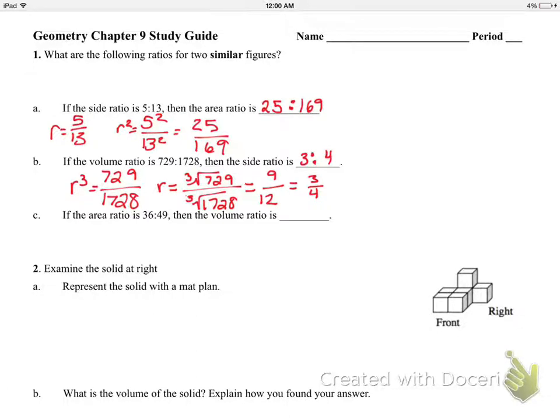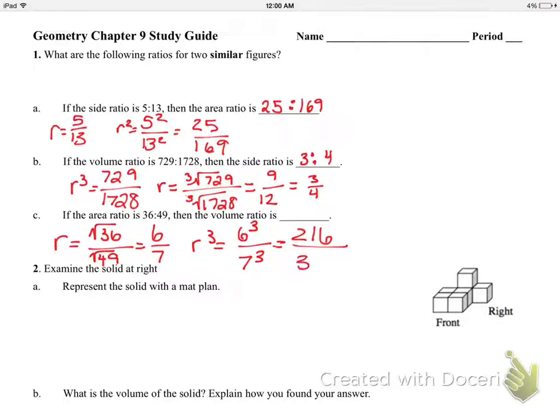Part C, if the area ratio is 36 to 49, that means your R is going to be whatever the square root of 36 compared to the square root of 49 is, which is 6 to 7. So that means my R cubed is going to be 6 cubed to 7 cubed. 6 cubed is 216, and 7 cubed is 343. 216 to 343 is then your answer for that one.